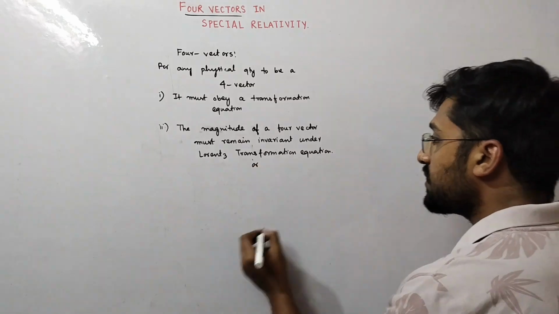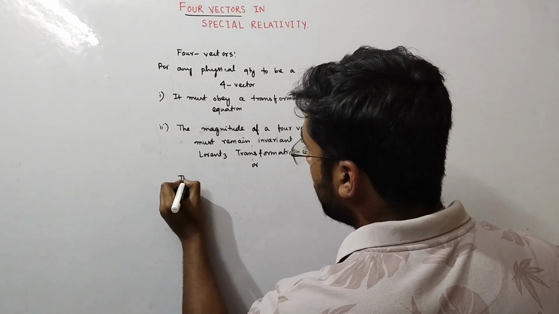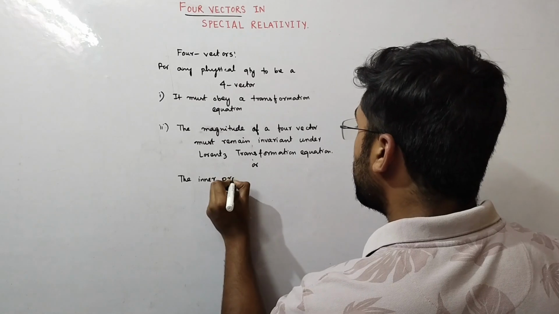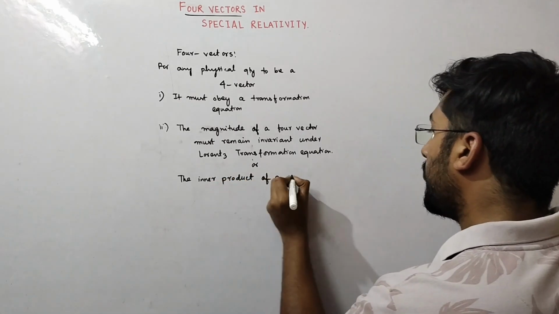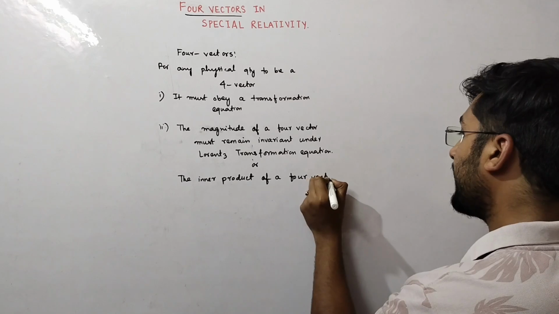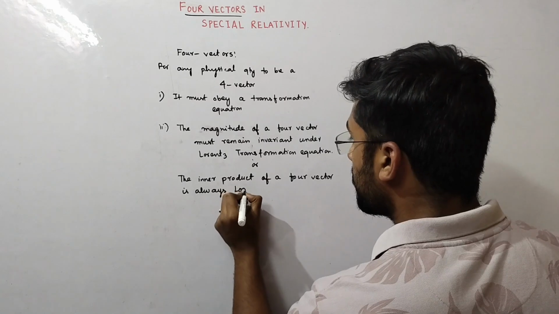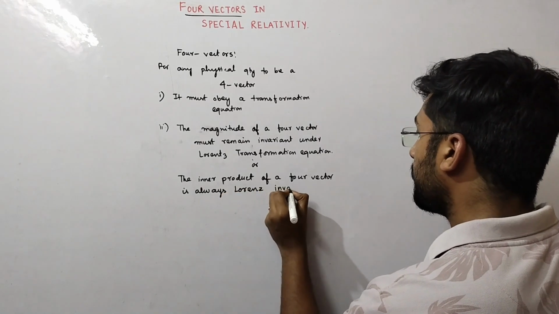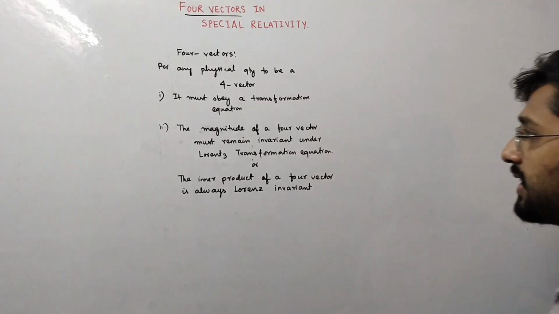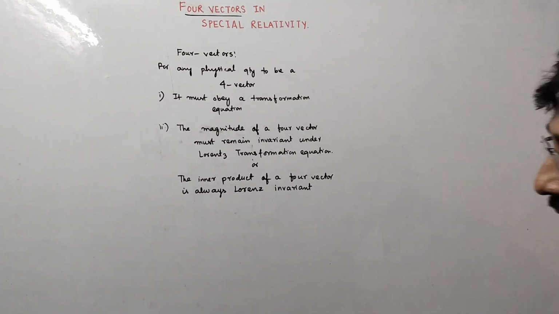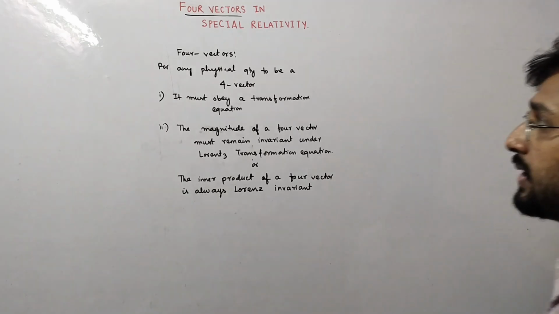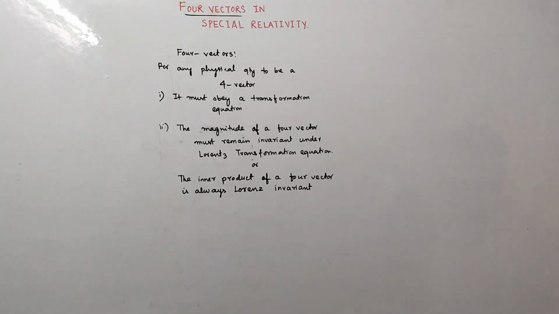Now, this is the second point, that the magnitude of a 4 vector must remain invariant under the Lorentz transformation, or you can also derive this as the inner product of a 4 vector is always Lorentz invariant. Now, I know that this statement might seem a bit high level, but I will be explaining them in a couple of minutes. So you can take down these points as when can you say that a particular physical quantity can be addressed as a 4 vector? It must obey a transformation equation, and the inner product or the magnitude of the 4 vector is Lorentz invariant, right?